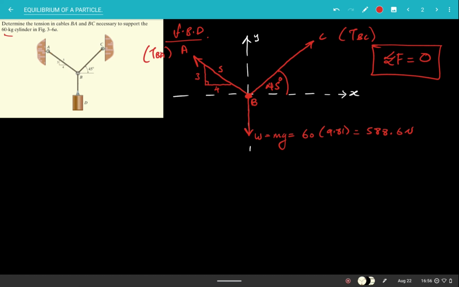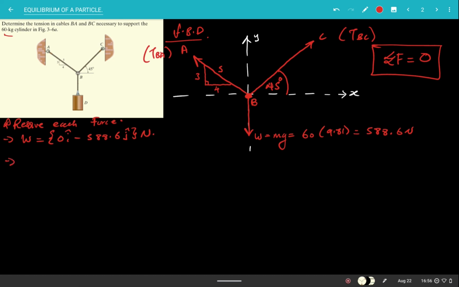Now, once you have done that, the next thing we can do is to resolve all these forces into their x and y components. So let us resolve each force or vector. I'll start with the weight. The weight is only acting in the negative y direction, so it has 0 in the i, minus 588.6 in the j. So that is our weight result.